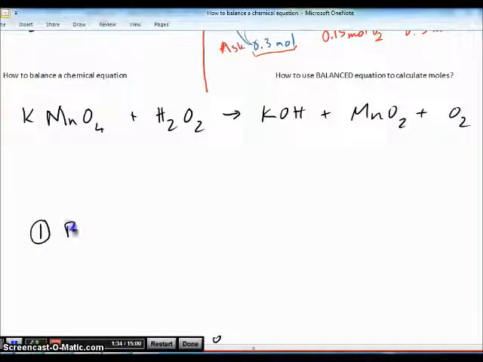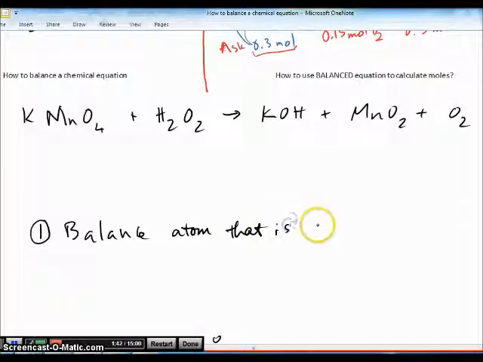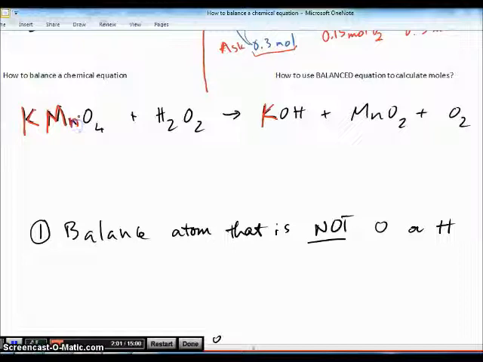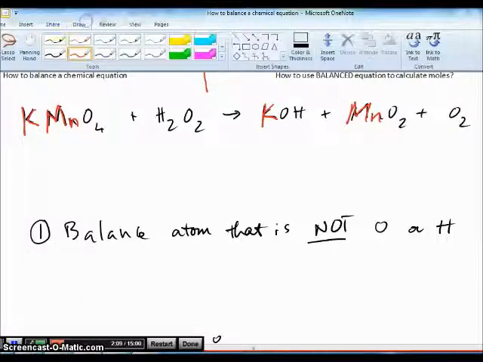So step number 1, balance atoms that are not oxygen or hydrogen. Okay, so let's look at this. We have potassium, one potassium. Okay, good. I also have one manganese and one manganese over here. Oh, good. Wow, step 1 is already done.